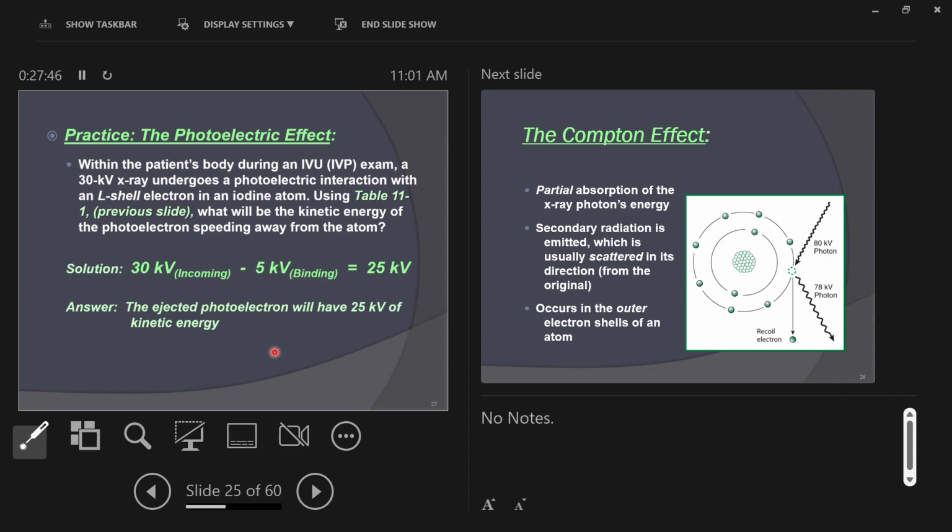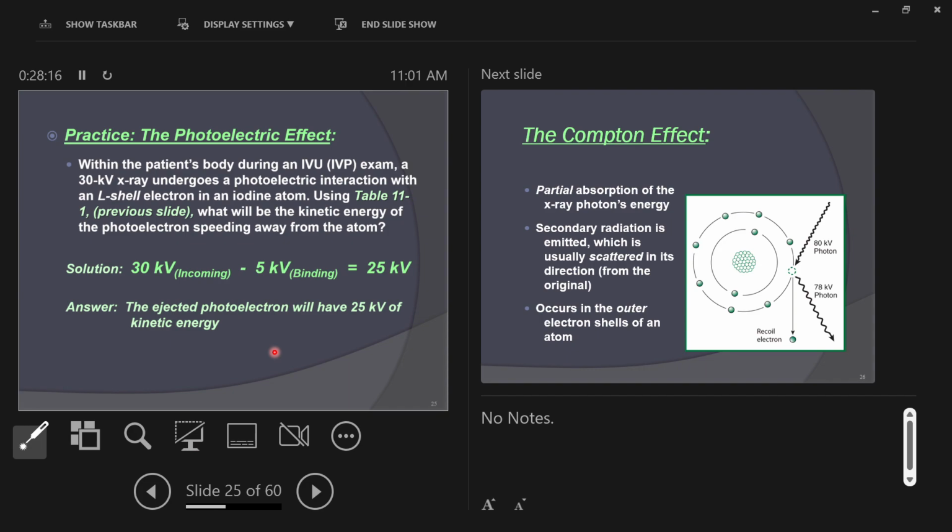Remember, the photoelectric effect produces a white spot on the image. So here's the important notes from photoelectric. Produces a white spot on the image, ionizes the atom, and the number of these interactions decreases drastically as kV goes up. White spot on the image, ionized atom, less interactions with higher kV.